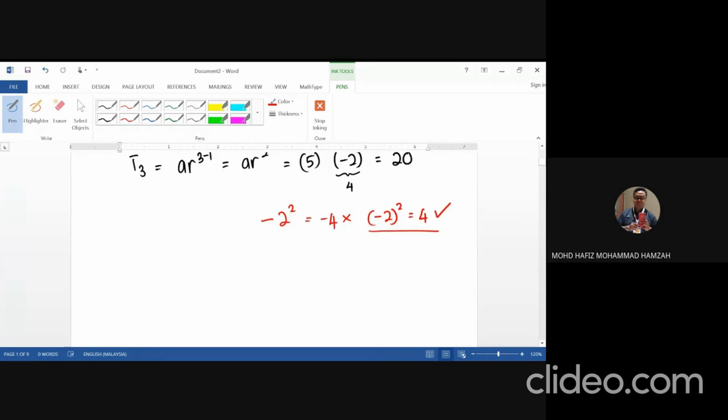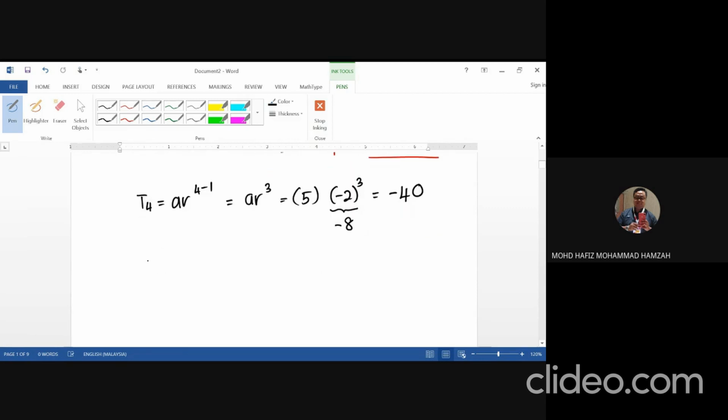Okay, so for the fourth term, equal to AR to the power of 4 minus 1. So AR to the power of 3, so A is 5, and then R is minus 2 to the power of 3. So negative 2 cubed, press the calculator, put the bracket, you will get negative 8. So 5 times negative 8 equals negative 40.